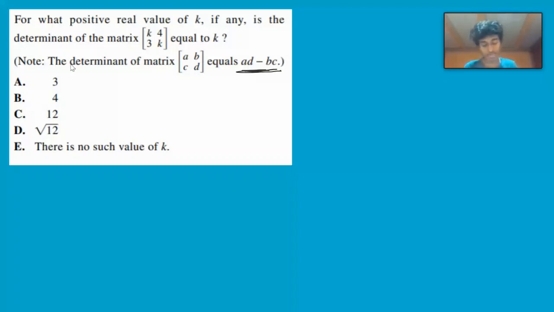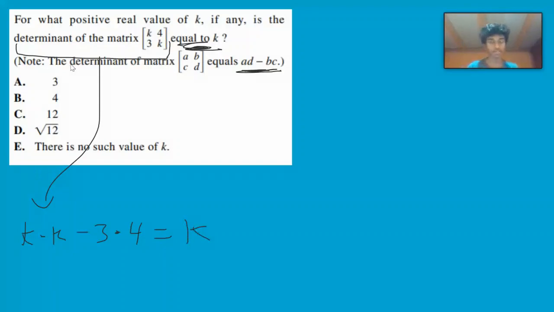So what is the determinant of the matrix? Right, the determinant of this matrix is equal to what? Well, using this formula of AD minus BC, this is going to be equal to k times k minus 3 times 4. And this has to be equal to what? Well, this has to be equal to k. Actually, this is our equation that represents this situation, and now we just solve for k.